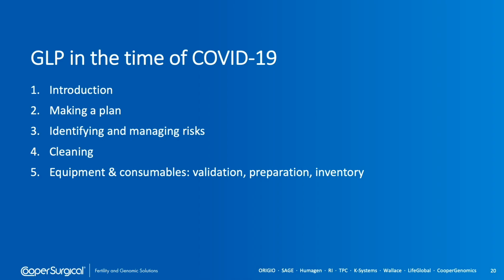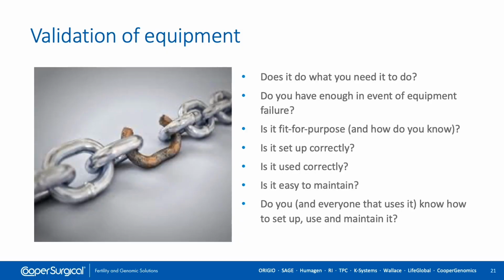The next consideration is the validation and preparation of equipment and consumables. In implementing good laboratory practice, it's essential to have good equipment, and this can easily be the weakest link. It's important to establish that the equipment does what it's meant to, that there's enough of it, and that it works according to specifications, so is fit for purpose. It's also important for staff to know that it's been set up correctly and be trained to use it.